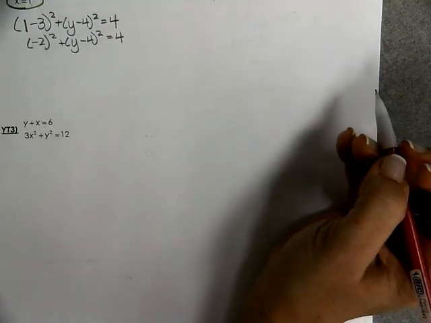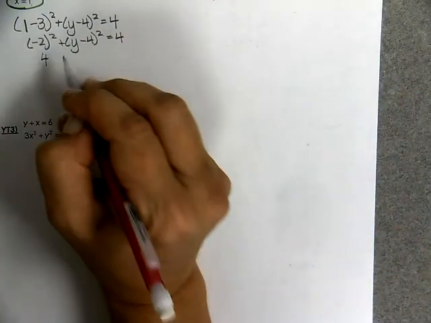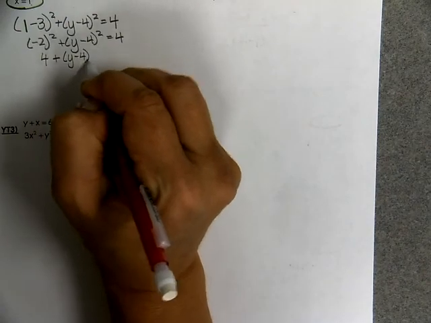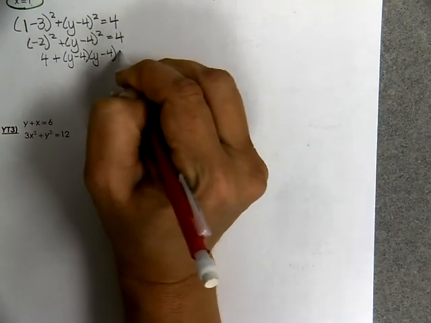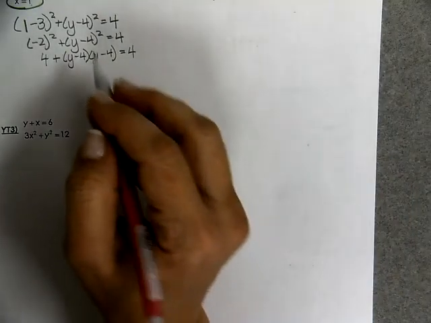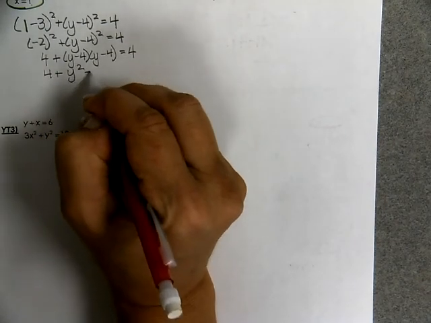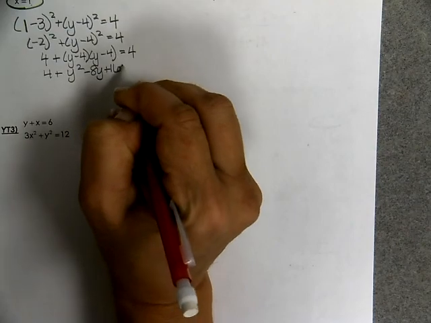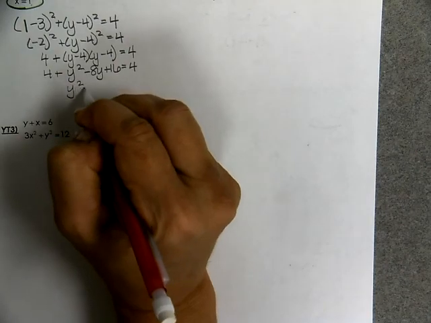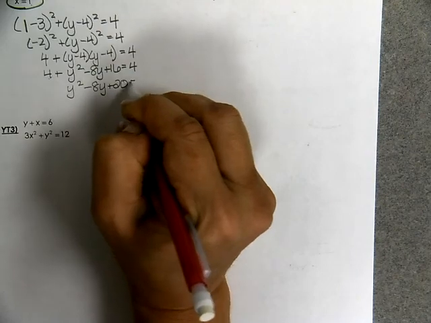And we can simplify this a little bit. So negative 2 squared is 4. And I'm going to have to write this out, right? y minus 4 times y minus 4, and then equals 4. So I have 4 plus, if I distribute, I'll get y squared minus 8y plus 16 equals 4. Combining like terms, you get y squared minus 8y plus 20 equals 4.